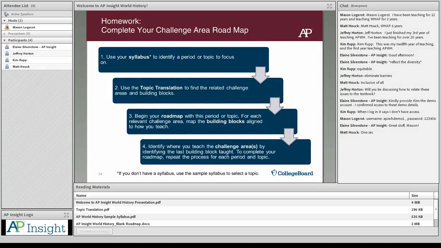Okay, so if we're back to the slides, looking at your homework and completing your challenge area roadmap. And again, this is something you've already started, but I'd like for you to finish it up. Using your syllabus, using the topic translation, putting in the building blocks into the periods that you teach, and then again, figuring out when is the last building block of that challenge area. And then you'll know when you can do the challenge area assessment.